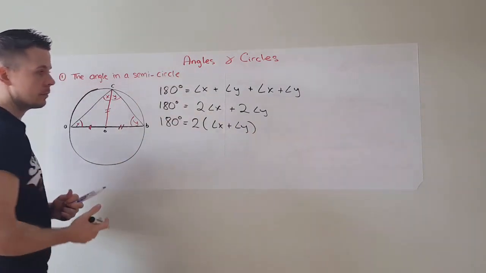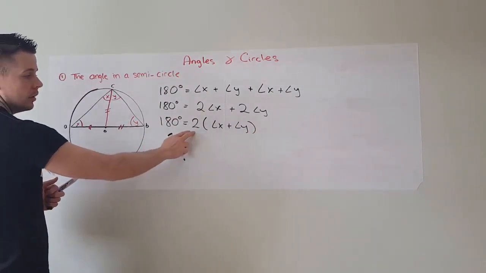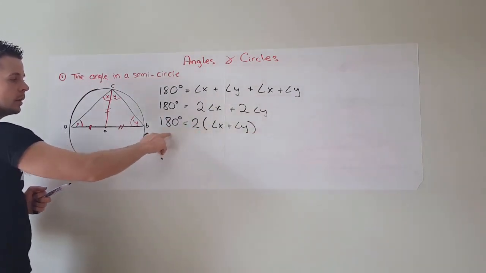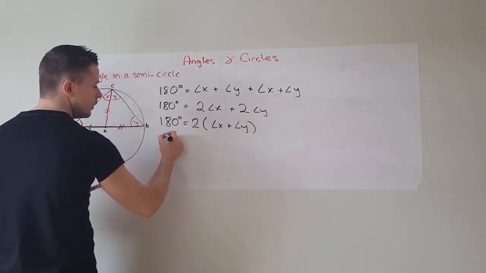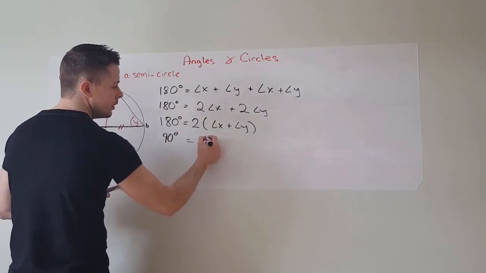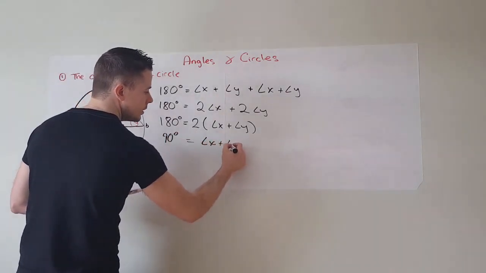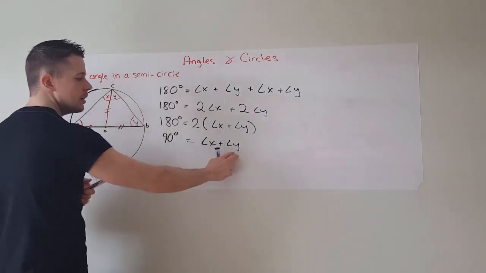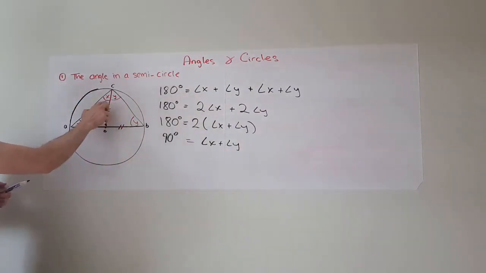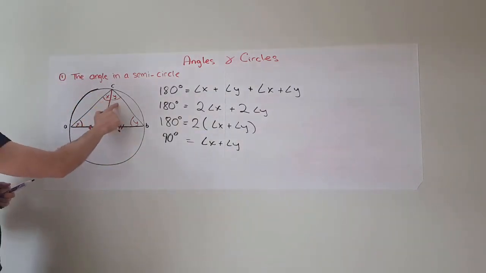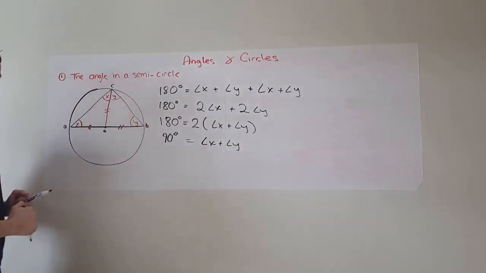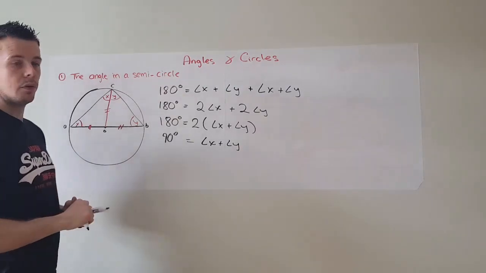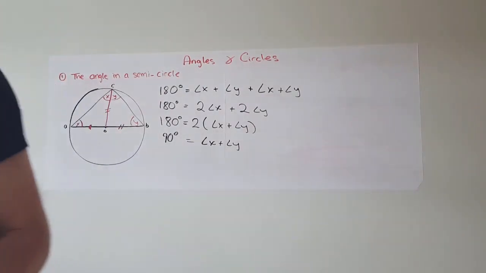So if I divide both sides by 2, I'm going to get 90 degrees is equal to the angle X plus the angle Y. 90 degrees is equal to the angle X and Y. Well, if I look up here, X and Y, the two of those added together, have to be equal to 90. And there, that's that first one proved for you.